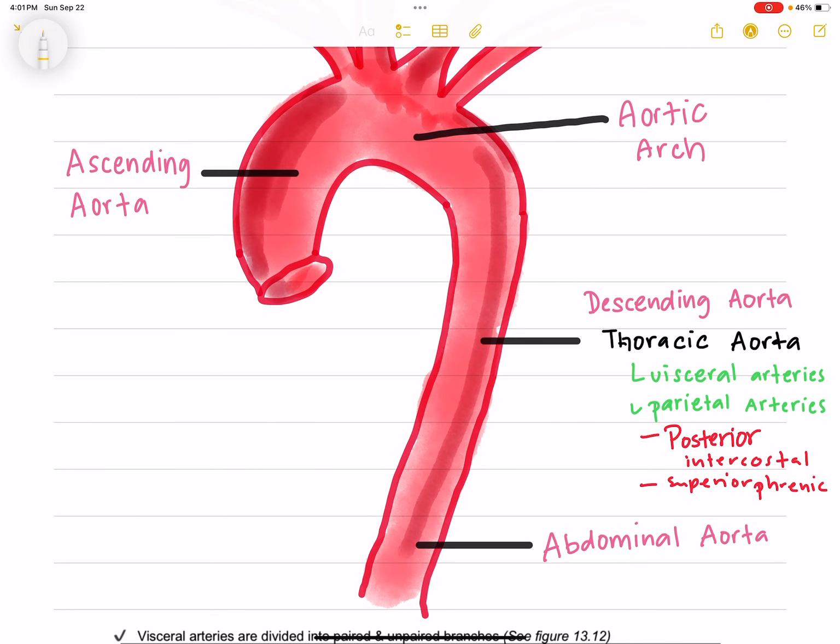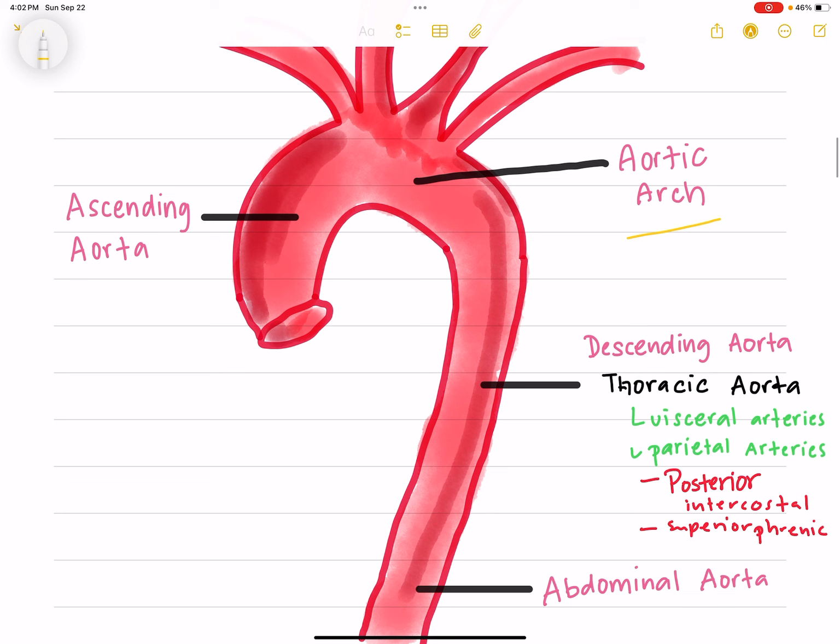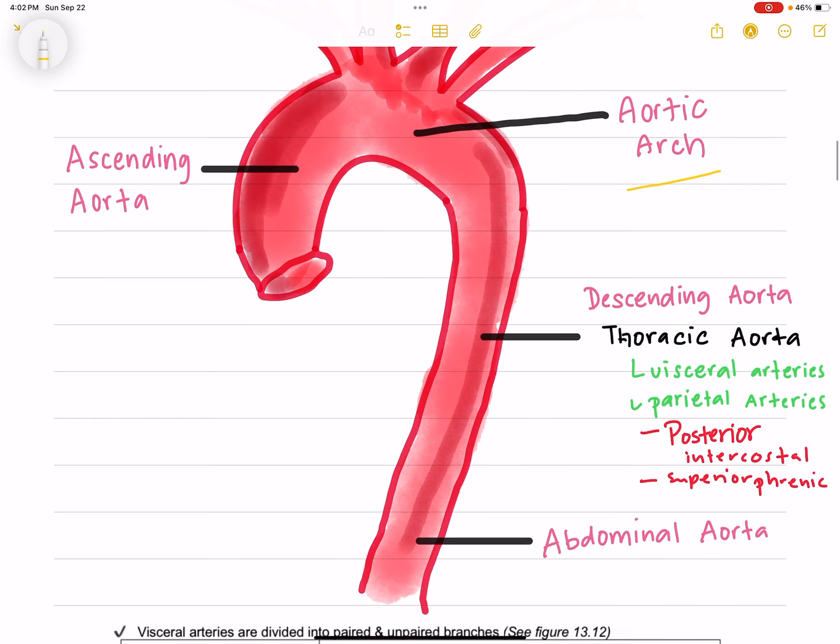In the ascending aorta, it passes superiorly from the left ventricle, where the right and left coronary arteries arise from its base and supply blood to the heart. The aortic arch carries blood to the head and upper limbs, where the brachiocephalic artery, left common carotid, and left subclavian artery originate.